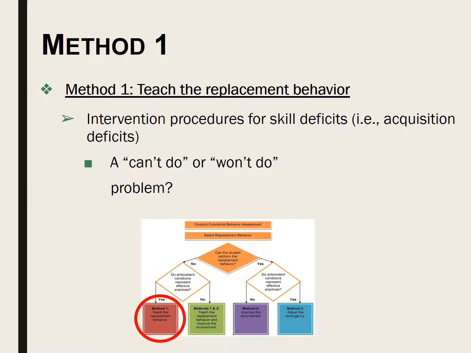If your answer is that conditions do represent effective practice, you're going to be led to method number 1, which is teach the replacement behavior. This is where your intervention procedures are going to focus on skill deficits, that is, the can't do or won't do. Is that a problem? Then you're going to focus on teaching that child how to engage in that replacement behavior, what you expect them to do, using explicit instruction.